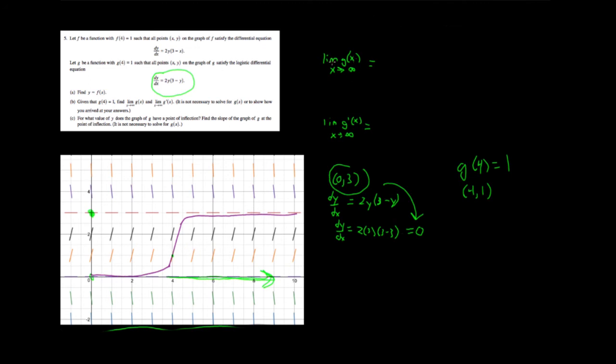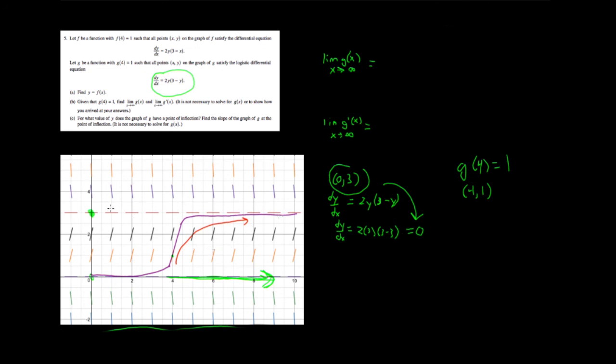So the limit of g of x as x goes to infinity. Let's look at our graph here. We can see that as x keeps going to infinity, g of x keeps going up. It will never be negative. The slope will always be increasing. It will always be positive.